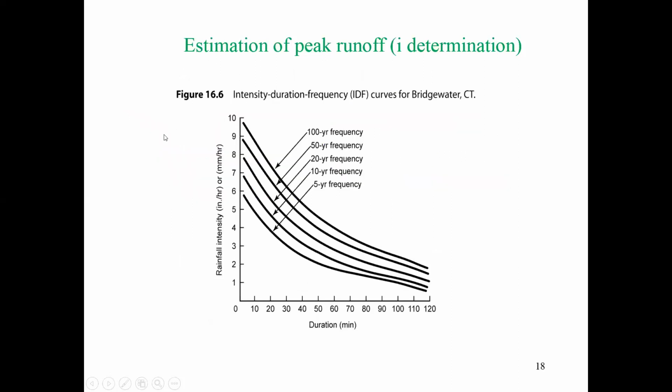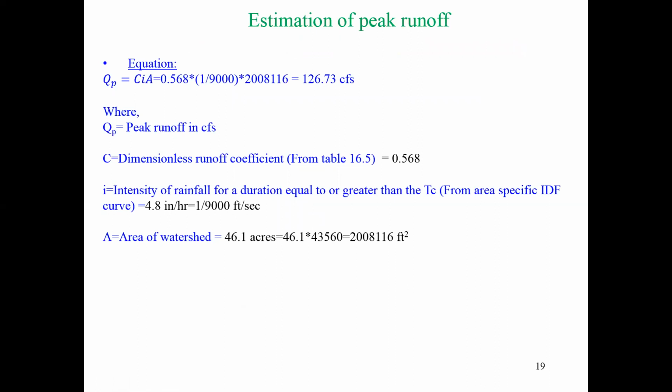Now we know the time of concentration, which is 27.2, and we know the frequency, which is 20-year. So we can get the rainfall intensity here, which is 4.8 inch per hour. So now we have C and we have I, so we can calculate the peak runoff. C is 0.568, and I was in inch per hour. If I want to convert into the standard unit, feet per second, that is the number. And the area of the watershed is 46.1 acre. If I multiply with the conversion factor, I will get this number. So basically I'm getting 126.73 cubic feet per second.